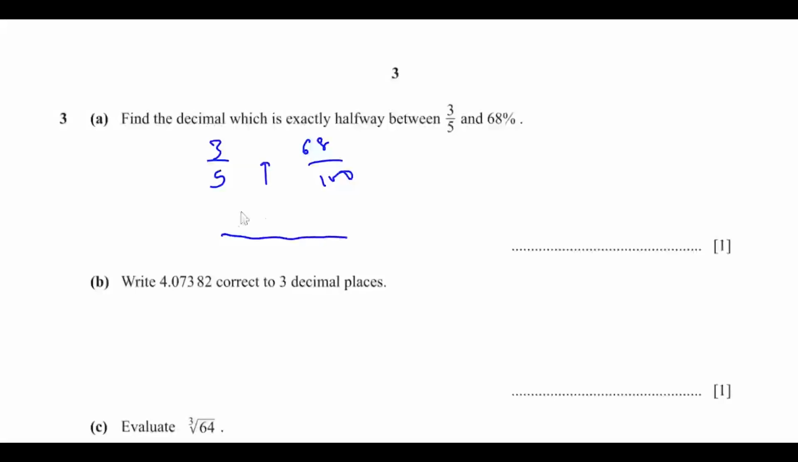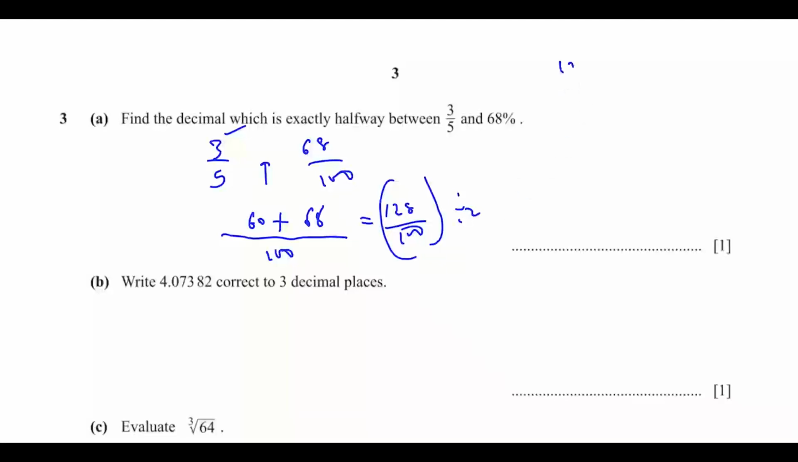LCM method. The LCM of 5 and 100 is 100. 100 divided by 5, that is 20. 20 multiplied by this 3, you have 60. Then add 100 divided by 100, 1. 1 times 68, you have 68. So these two add up together to give us 128 over 100. So finally, we need to divide this by 2.